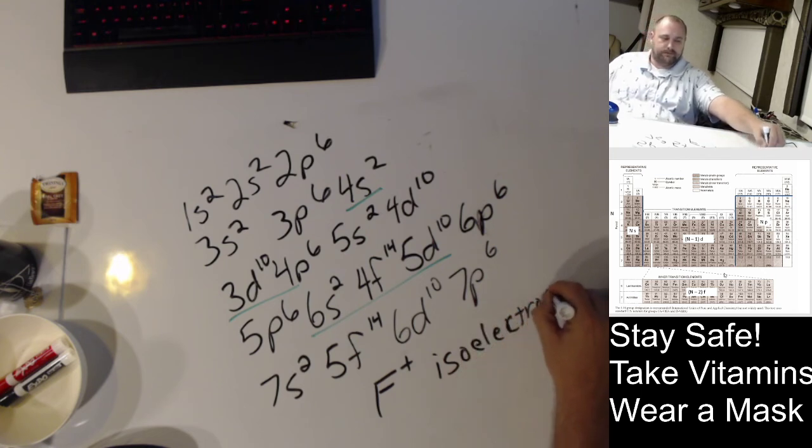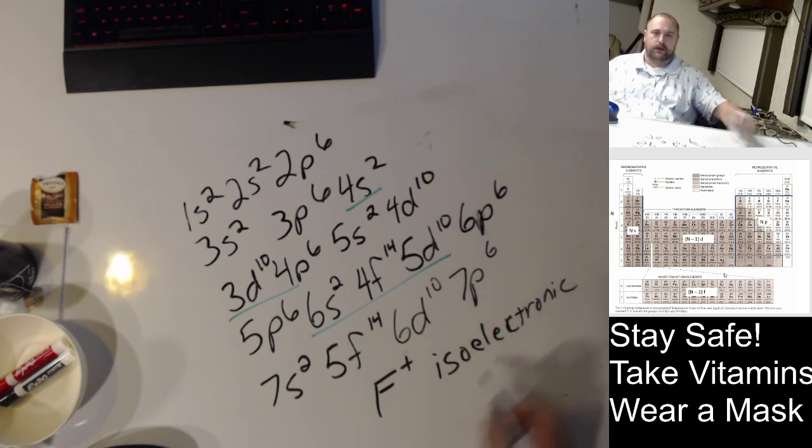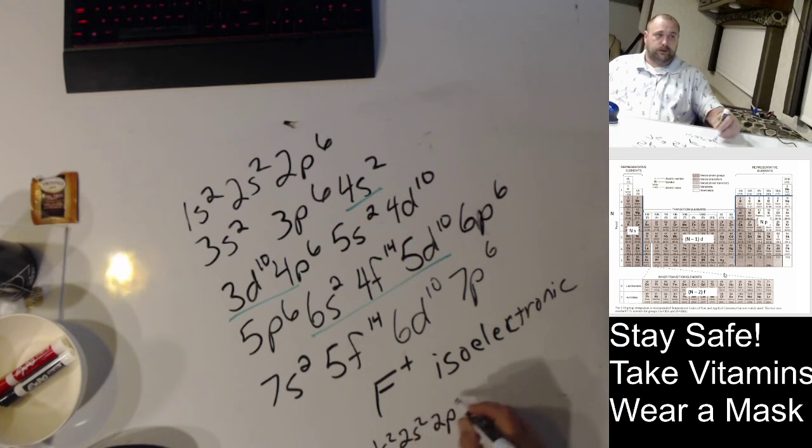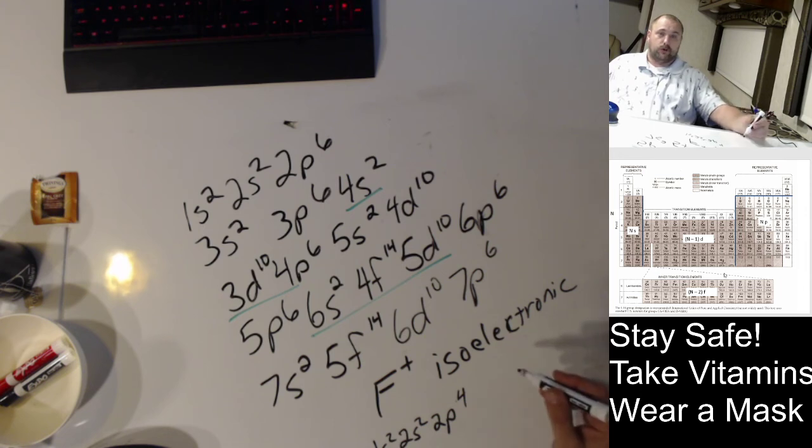Isoelectronic means same electron configuration, is the box behind it. So when I'm doing fluorine, it has 9 electrons. I could come in here and do 1s2, 2s2, 2p5, and then subtract 1, taking 1 out of this last one that I added, and that'd be 4. Or I could go back a box.